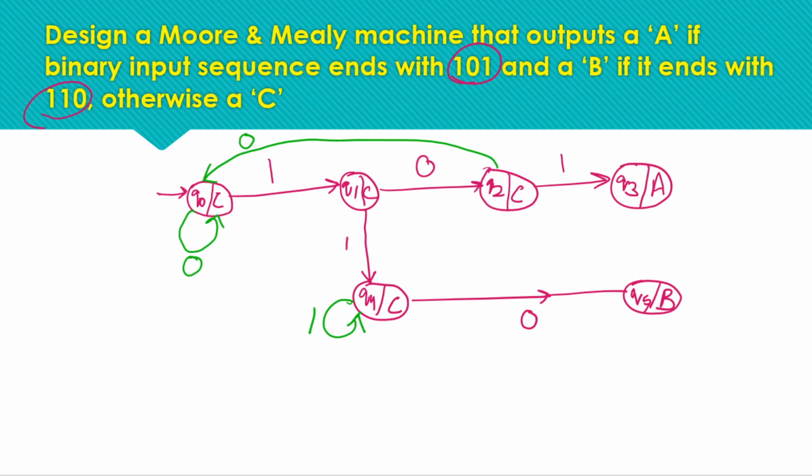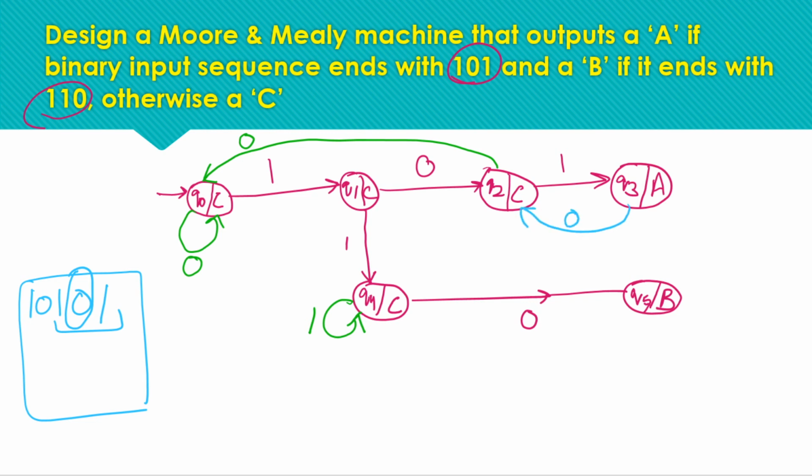So, starting with q3. From q3 for input symbol 0, being on q3 means we have received 1 0 1, and if the next symbol is 0, that means we just need one more 1 to complete the pattern 1 0 1. The pattern will be complete if after 0 we get one more symbol as 1. So for that we need to move back to the previous state, as we are waiting for the next 1 to output A. So we are moving back to this state.